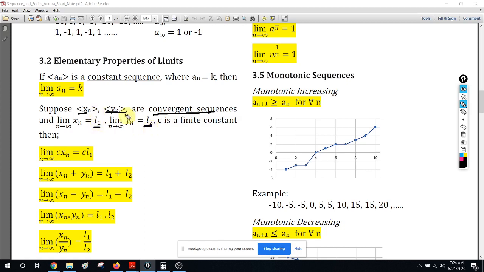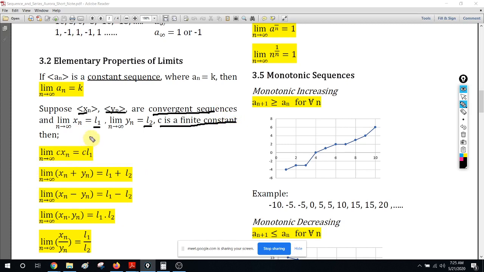That is why we say xn and yn are convergent sequences. And assume that c is a finite constant. When I say finite constant, it is not infinity. It can be something like 5 or minus 5 or half or whatever. Then these limits exist, right?